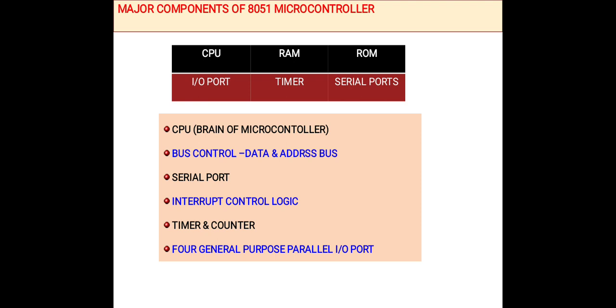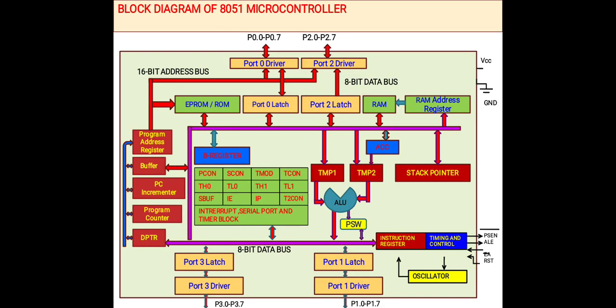Bus control, data and address bus. 2 buses are present, data bus and address bus. Serial port, interrupt logic control, timer and counter, and the 4 general purpose parallel input-output ports. This is the architecture or the block diagram of 8051 microcontroller. It has many blocks. Next, we will discuss each block.